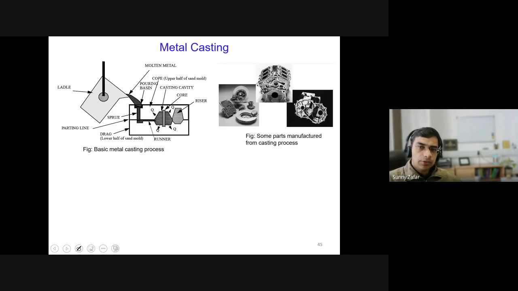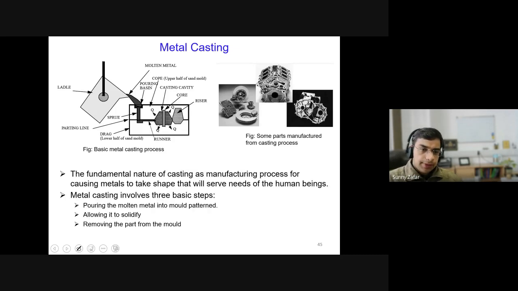Casting is known to produce very complex shaped products as shown here, like engine blocks, engine cowlings. So casting processes involve these three basic steps. As I just discussed, it is pouring of the molten metal into the mold, allowing the molten metal to solidify, and then removing the solidified part from the mold.